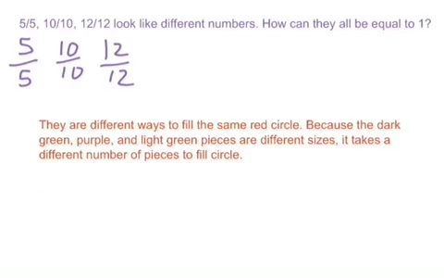So moving on, when you see the 5/5, 10/10, and 12/12, they kind of look like different numbers. How could they all be equal to 1? Well, hopefully you'd be able to see that there are different ways to fill the same red circle. Because the dark green, the purple, and the light green pieces are different sizes, it would take different numbers of pieces to fill the circle. You might want to jot some notes to yourself about this to make sure it makes sense to you.